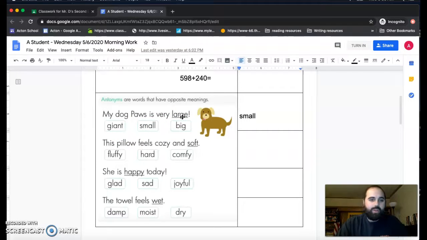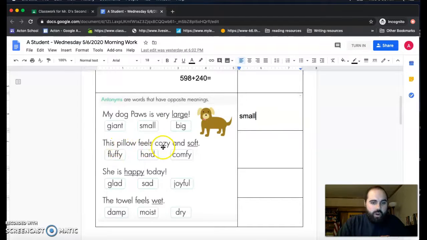And I did the first one for you. My dog Paws is very large. So we're thinking of an antonym for large, an opposite. Would it be giant, small, or big? Definitely small. Small would be the opposite to large. So you're going to write down your antonyms over here.